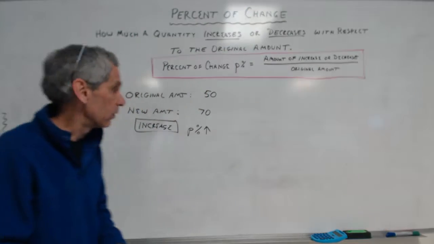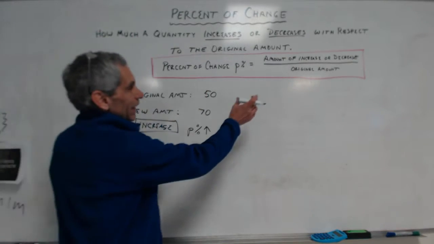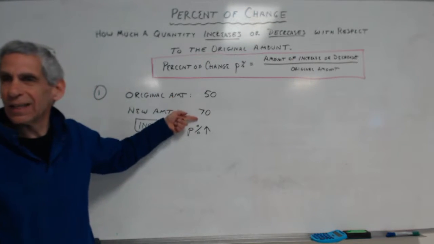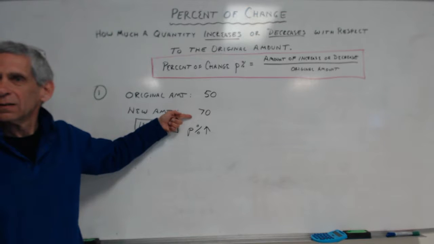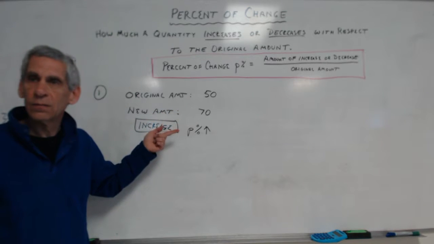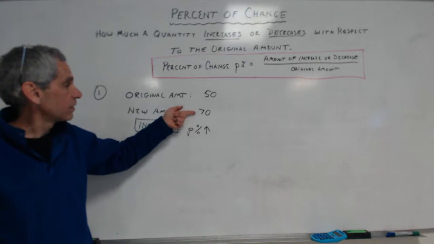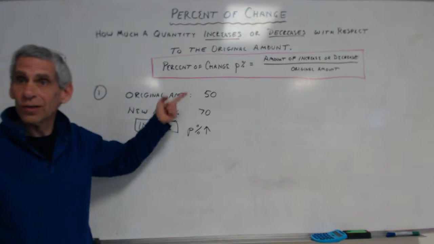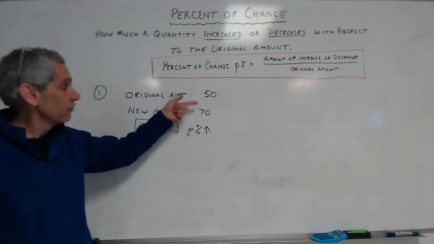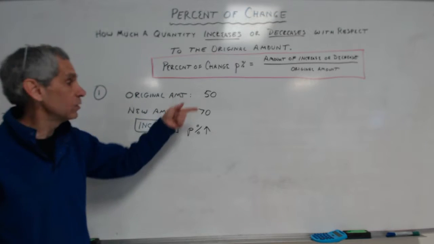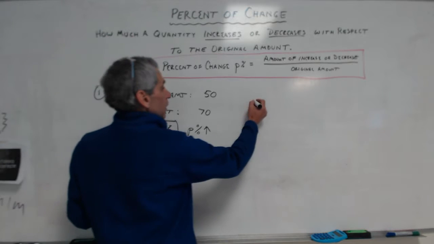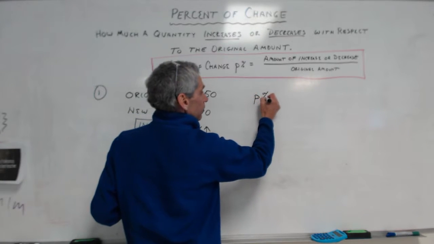It's really pretty simple. But the thing is, how do you figure out the amount of increase or decrease? How much did this thing increase? How did you know? What did you do? Yeah, you did 70 minus 50. You take the bigger number and subtract the littler number from it. If it was a percent decrease, you still take the bigger number and you subtract the littler number from it.